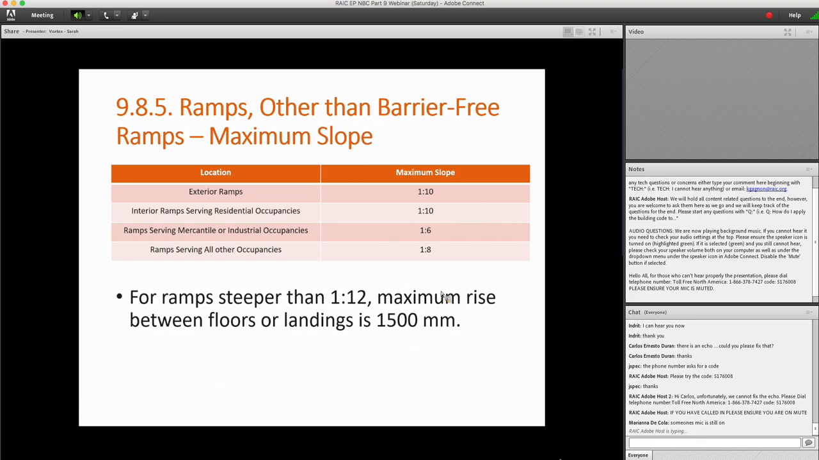If your ramp is steeper than 1 in 12, your maximum rise between floors or landings is 1500 millimeters. So if you have a ramp that needs to accommodate a grade difference of more than 1500 millimeters, there should be landings between each section of ramp.